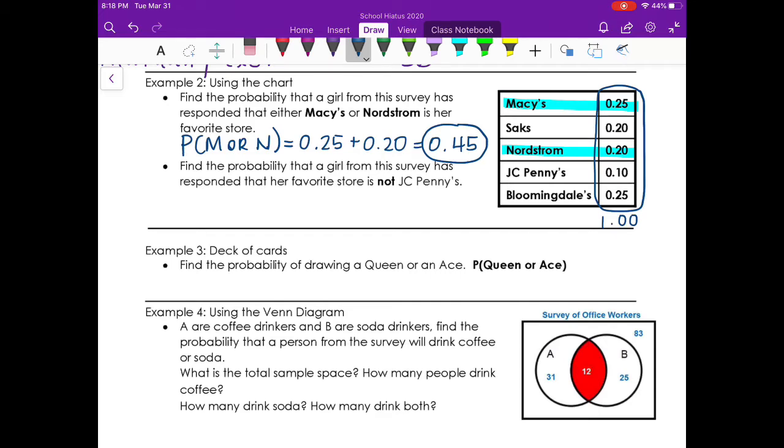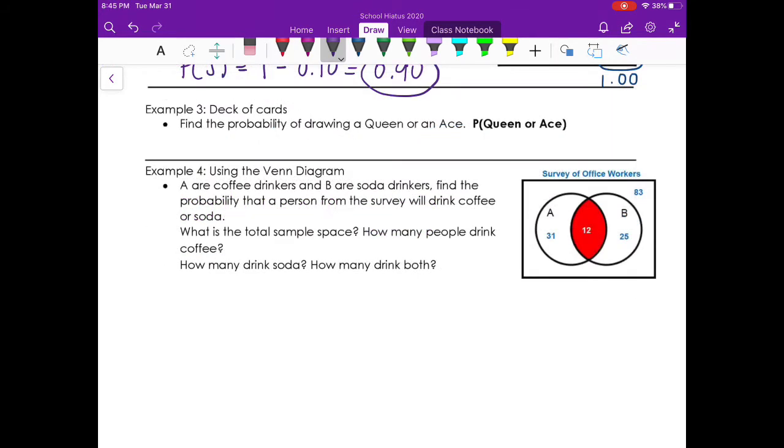For the next probability, we're asked to find the probability that a girl from the survey has responded her favorite store is not JCPenney's. So basically that's everyone except the people who chose JCPenney. So this is the probability of JCPenney complement. A shortcut for this is to just take the 1 that represents all of the probabilities in the table and subtract the JCPenney probability, which gives us 0.90.